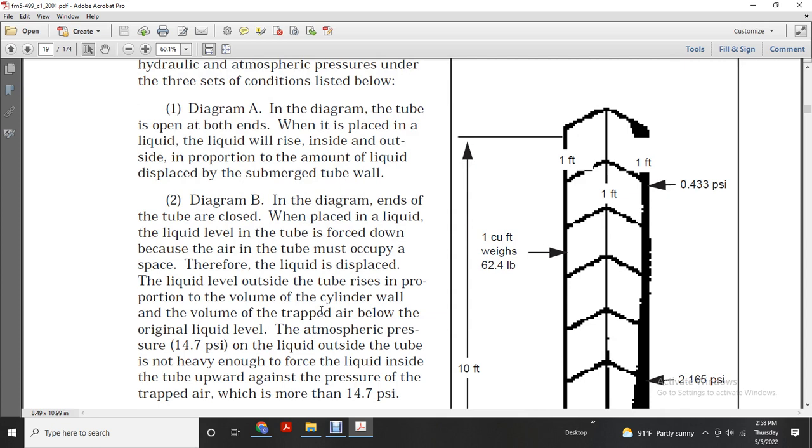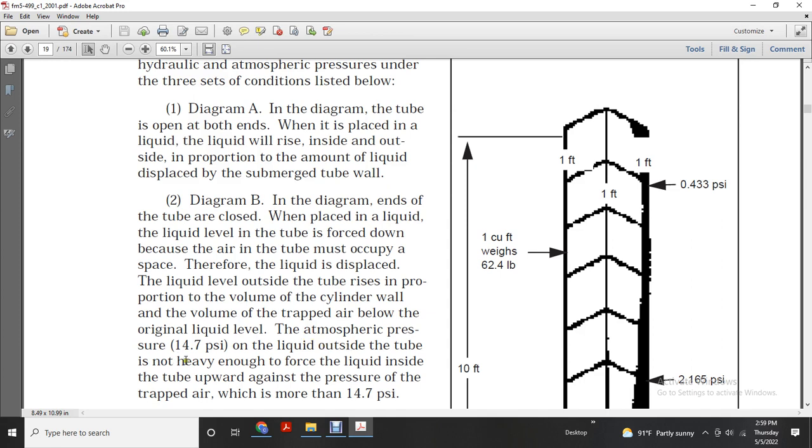Diagram B: one end of the tube is closed and the tube is placed in liquid. The liquid level inside the tube is forced down because the air in the tube must occupy space. Therefore, the liquid is displaced. The liquid level outside the tube rises in proportion to the volume of the tube wall and the volume of trapped air below the original liquid level. The atmospheric pressure is 14.7 psi.